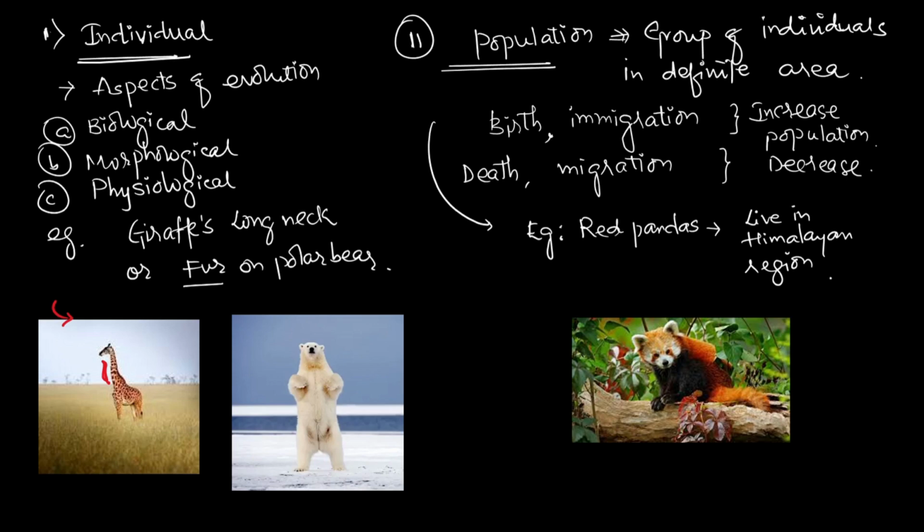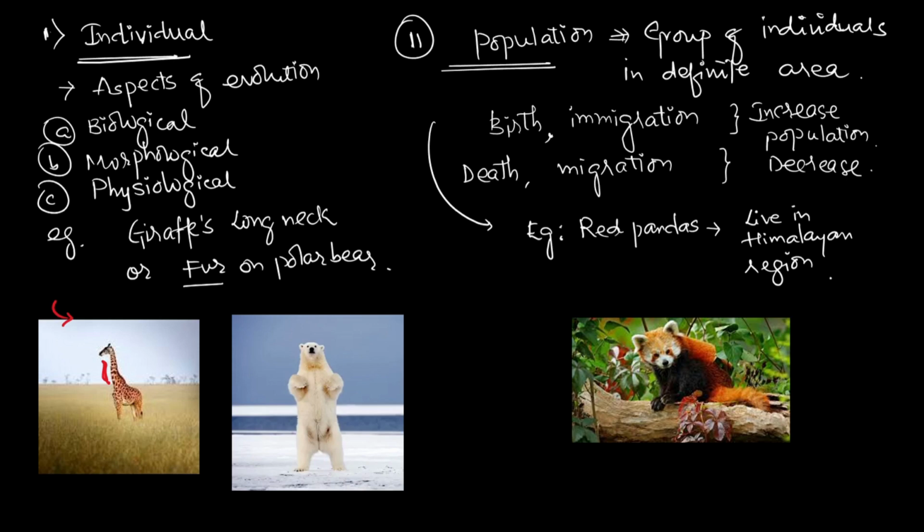And when we see a polar bear, we see that it has fur on its body. Now, why is there fur on the body of a polar bear? It is also a part of evolution. So this is what we see with respect to the individual in ecology. All right. Now, moving on, population.